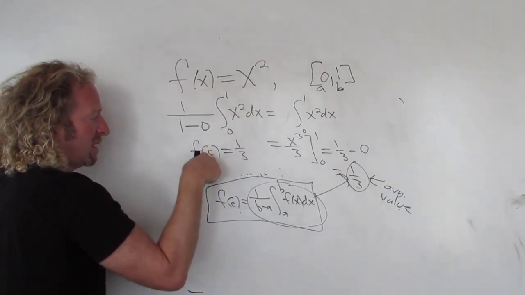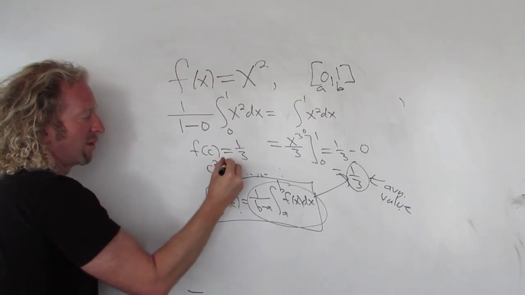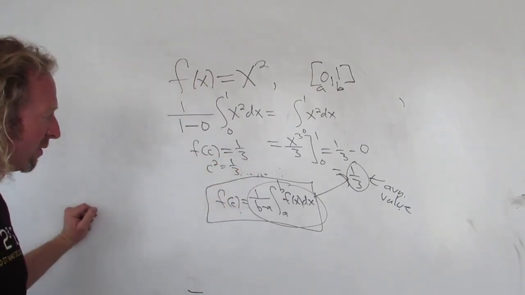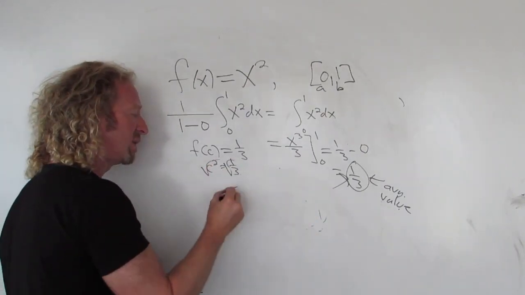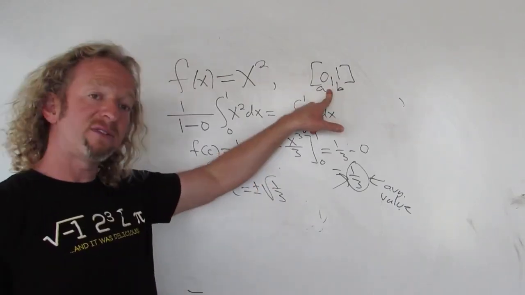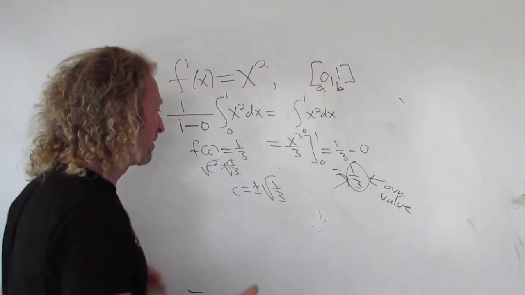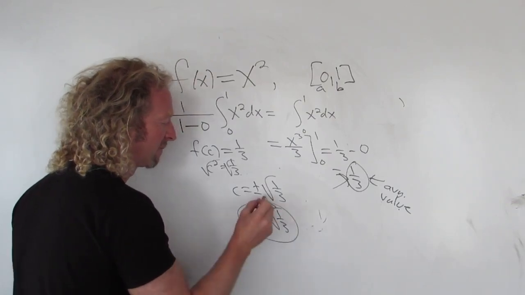So f of c is the same as f of x, except x is c, so this is c squared equals 1/3. All right, c squared equals 1/3. And then to finish, we just take the square root. So you get c equals plus or minus the square root of 1/3. But we had to throw one of these away, right? Because our c has to be in the interval, so we want the positive one. So that would be the value of c.